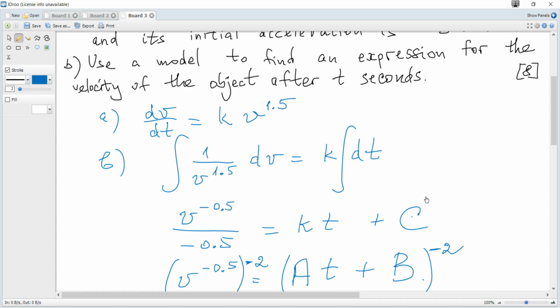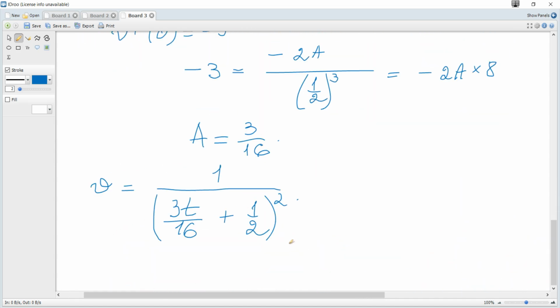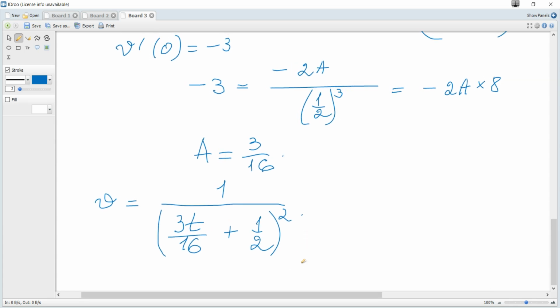Velocity after t seconds, so velocity as a function of time, is this. And that's all for this question.